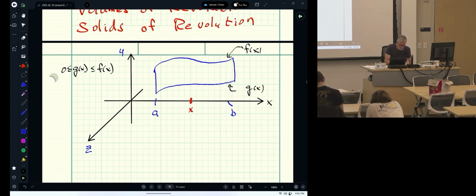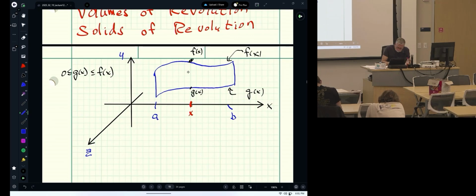We have a point x. So this would be f of x. This would be g of x. And then we make a little bitty tiny rectangle here, and its width is dx.